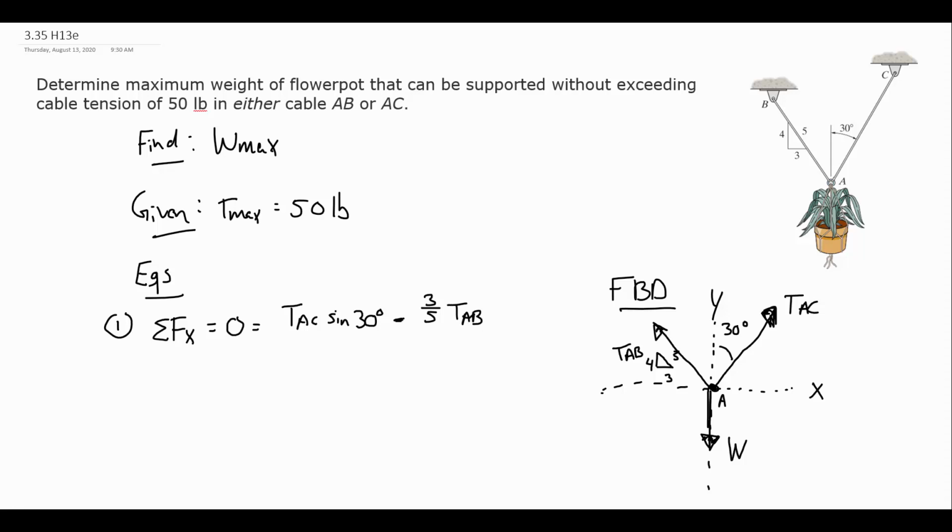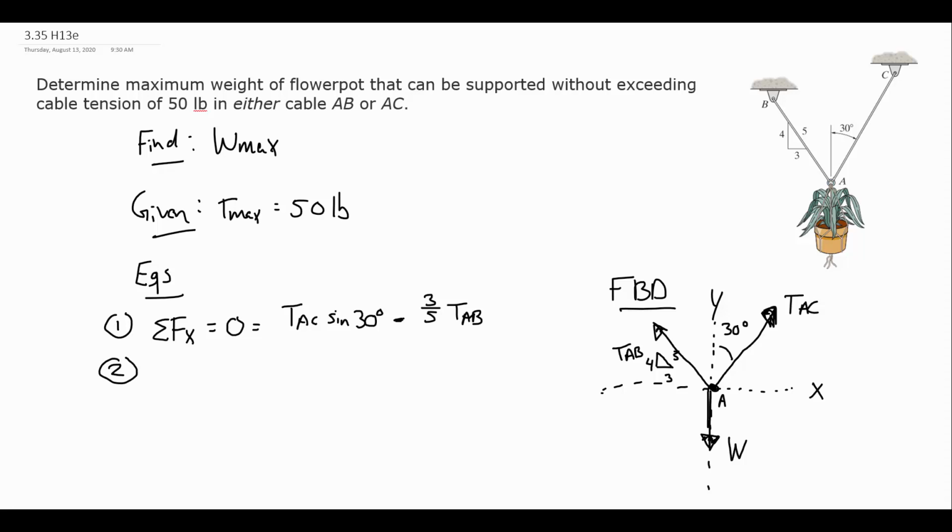Now, if you're more comfortable using the angle instead of the ratio triangle, that's okay. It's just convenient when they provide a ratio triangle, but in real life, probably nothing is going to make a 3, 4, 5 ratio triangle angle. It's really just convenient for the mathematics of it. So this 3/5 is how much of TAB points to the left, and the sine 30 is how much of the TAC points to the right. All right, so that's our first equation, sum of forces in the x direction.